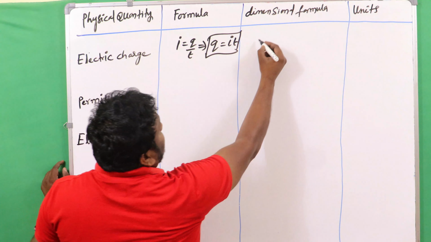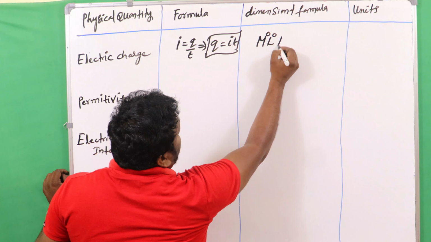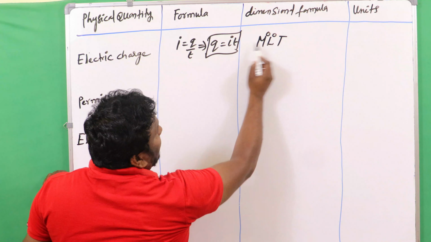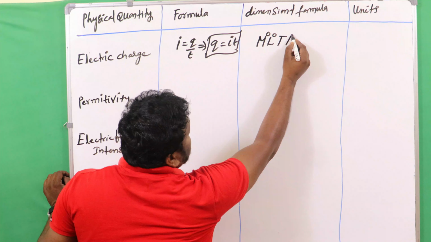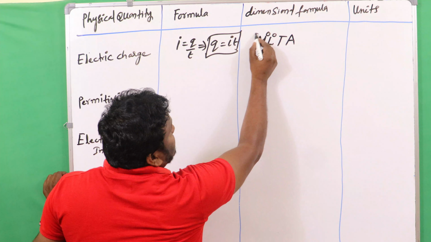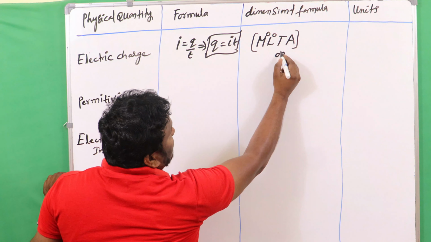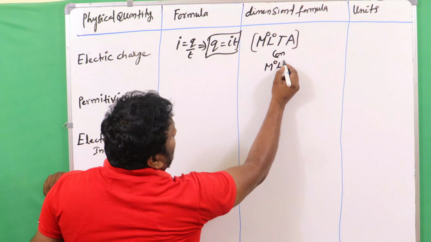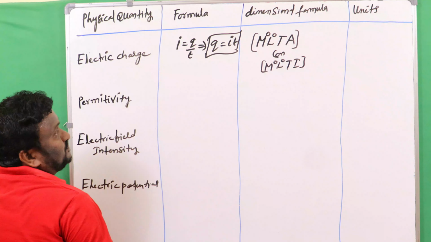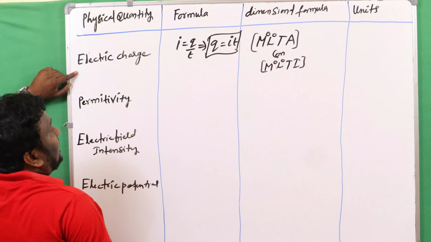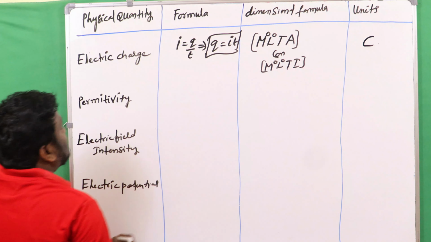That's why the dimensional formula should be written like this: M to the power of 0, L to the power of 0, T for time, and I for the current, which can be written as A. So children, the current can be shown with A or I. You can write it like this also, no problem: M to the power of 0, L to the power of 0, T I. As usual, what is the electric charge unit? Coulomb. Coulomb is the unit for electric charge.